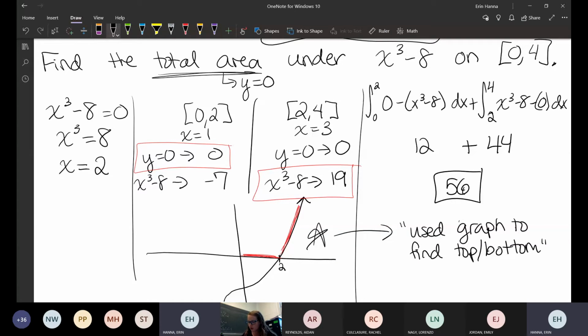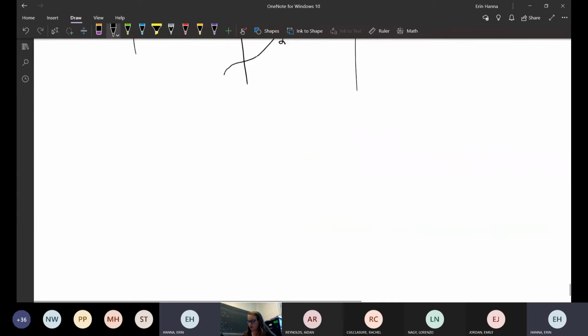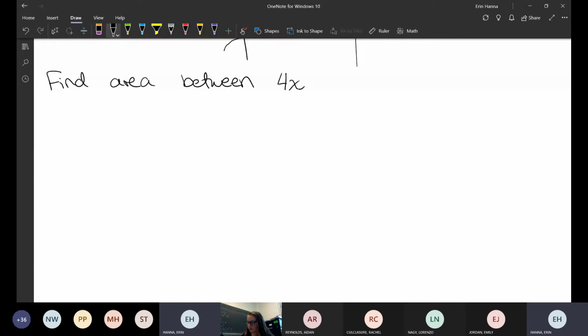So let's do one where it's two completely different functions that intersect more than once in the interval we're working over. And then we'll do the one you asked for, Emily. So let's say we want to find the area between 4x minus x squared. And actually, hold on one moment, please.